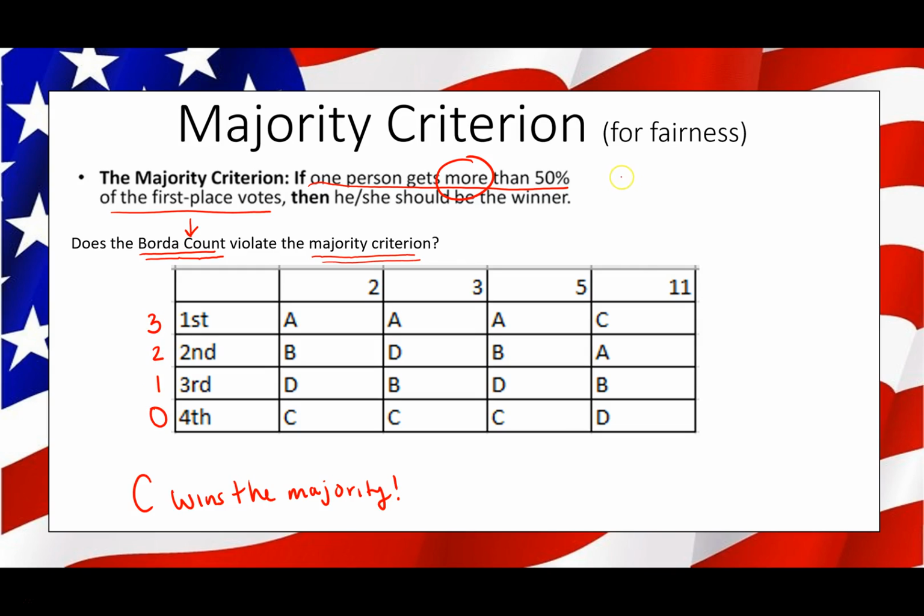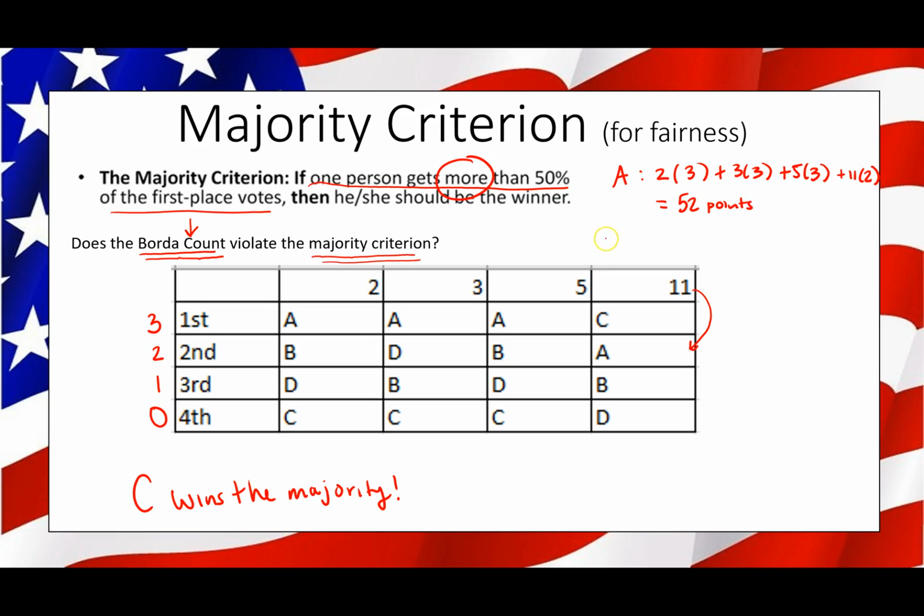Okay, so A is going to get 2 people voted it in first place, plus 3 people voted in first place, plus 5 people voted it in first place, and then in this case 11 people voted it in second. So that's 11 people voted it for 2 points. That's a total of what? 52 points.